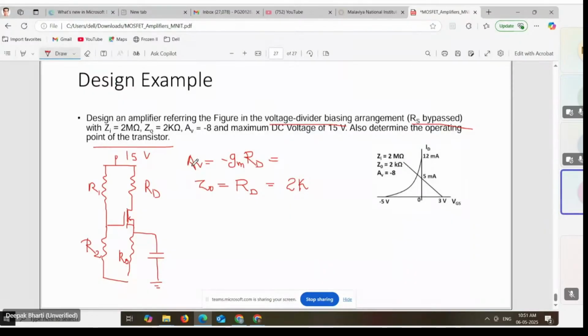And then we have this gain. Gain is minus 8. So that is minus 8.